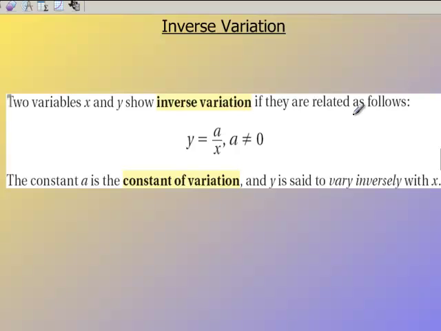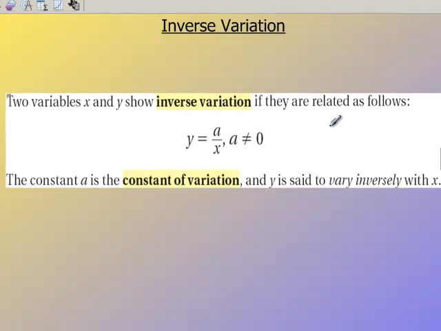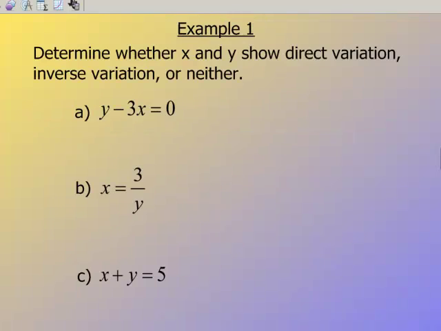But inverse variation can also be rewritten as xy equals a. We see it written either way, as y equals a over x or xy equals a. So in this first example, we want to determine whether x and y show direct variation, inverse variation, or neither.